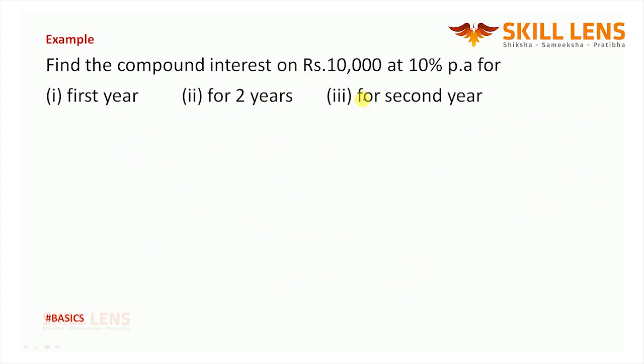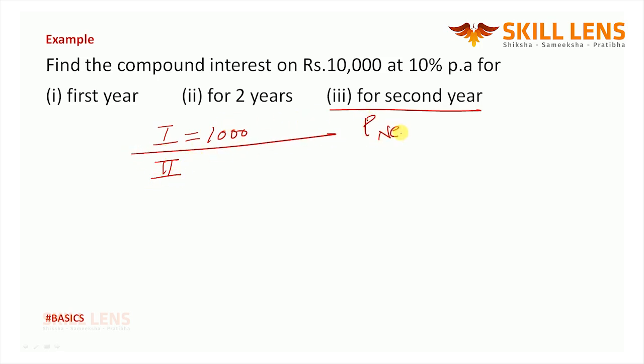Let's try to solve the third question, which is for the second year. Okay, the second year is very, very important. For the first year, because we don't have any formula to handle this, you should know the concept. For the first year, it's going to be 1,000 as your interest. For the second year, what happened? What is your new principal? Your new principal will become 11,000.